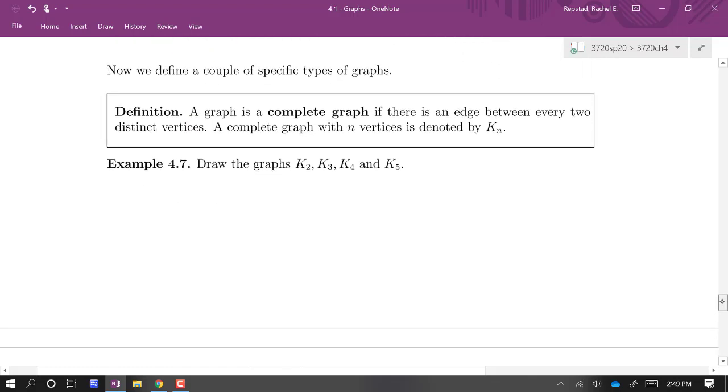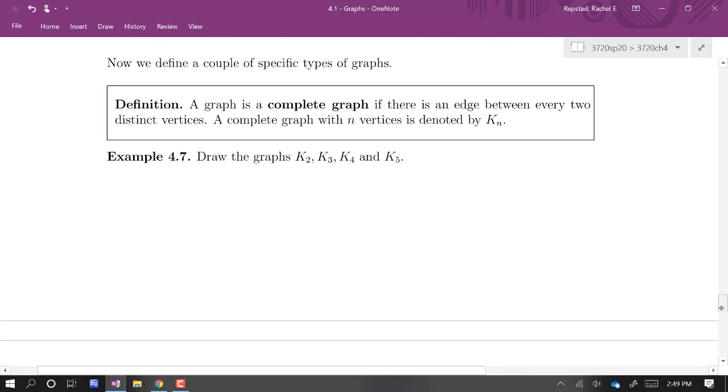Okay, then we're going to finish this up by looking at a couple of special types of graphs. A complete graph with n vertices is where you start with the number of vertices and you draw every possible edge. Every edge that could exist does exist in that graph. That's why we call it complete. So the complete graph with n vertices is denoted by Kn. So we're going to draw the graphs K2, K3, K4, and K5.